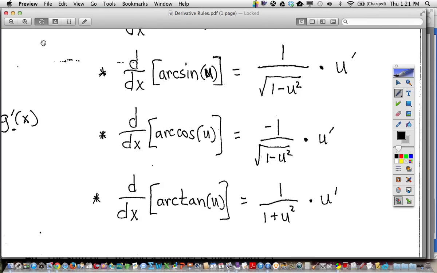Notice our cosine is the same thing except a negative on top. And the reason is, think about how we did this. The derivative of sine was cosine. Well, if you do the cosine, the derivative is negative sine. So that's why it ends up being a negative, but the rest of it works out the same. But then our tangent, notice there's no square root. Okay, so be careful when you write that. There's no square root, and it's a plus down there.